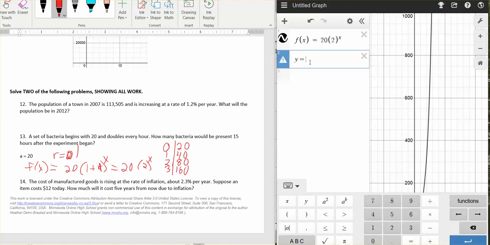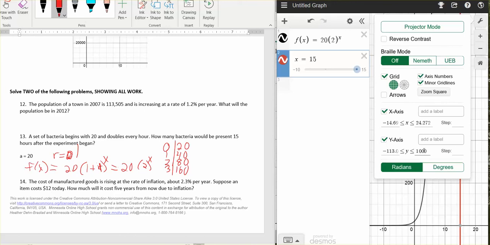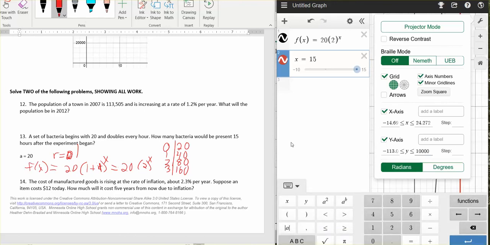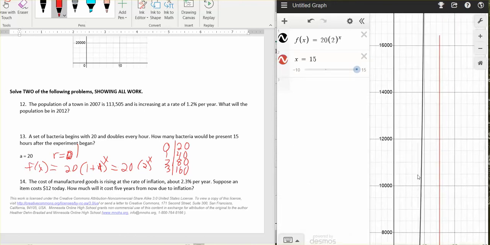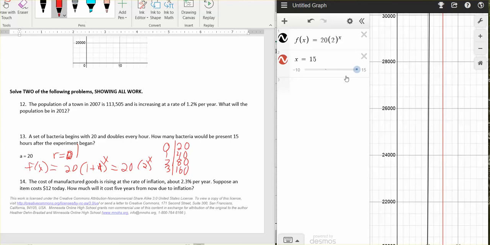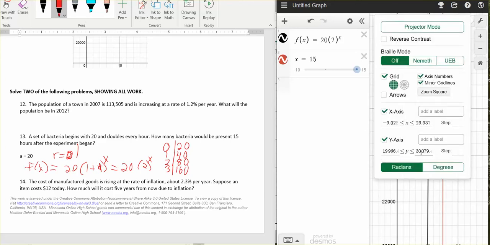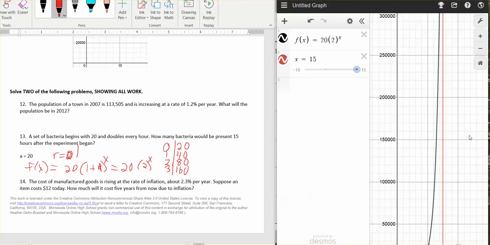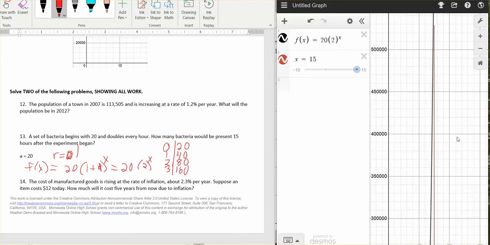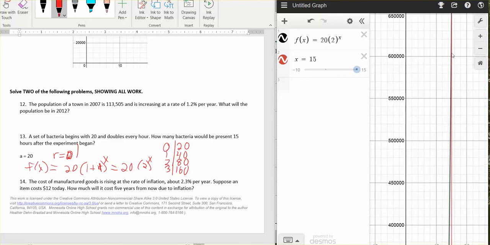So I don't think I can see it yet. No, x equals 15 is what I need. I need the time to be 15. So it's going to be so big if it doubles every hour because it's such a fast increasing rate that I still can't even see it. Let's go up to 10,000 and see if we see it. We're trying to find when these two would match. It's a very large number. Here's where they match. So after 15 hours, it's going to be way up here somewhere.